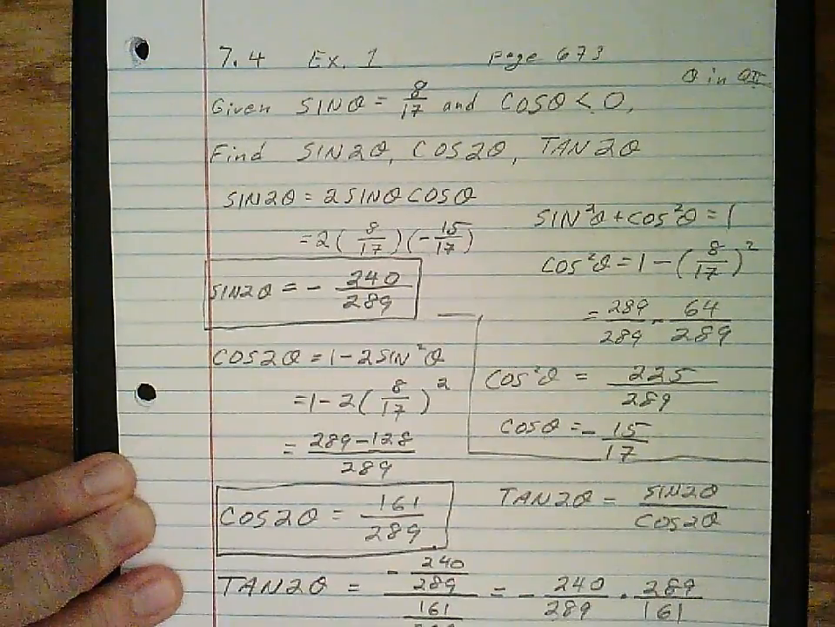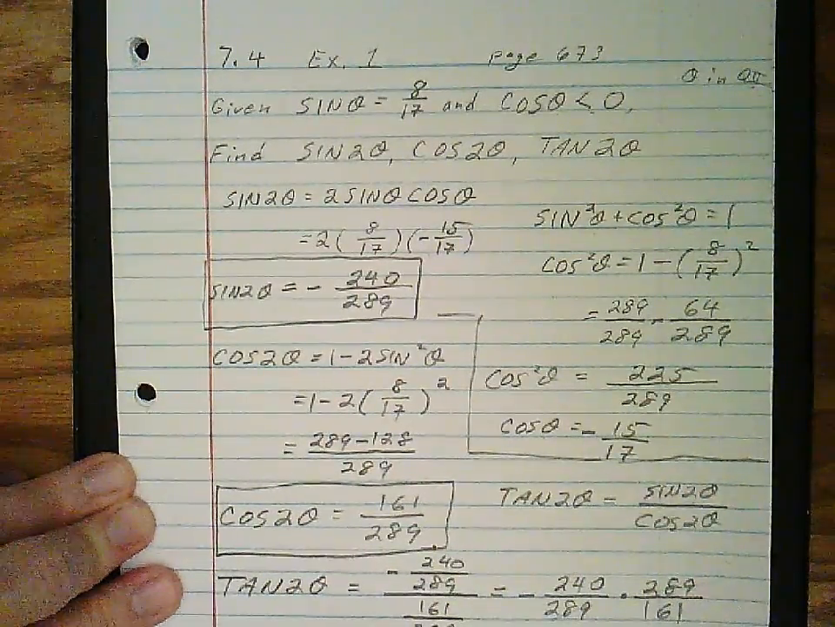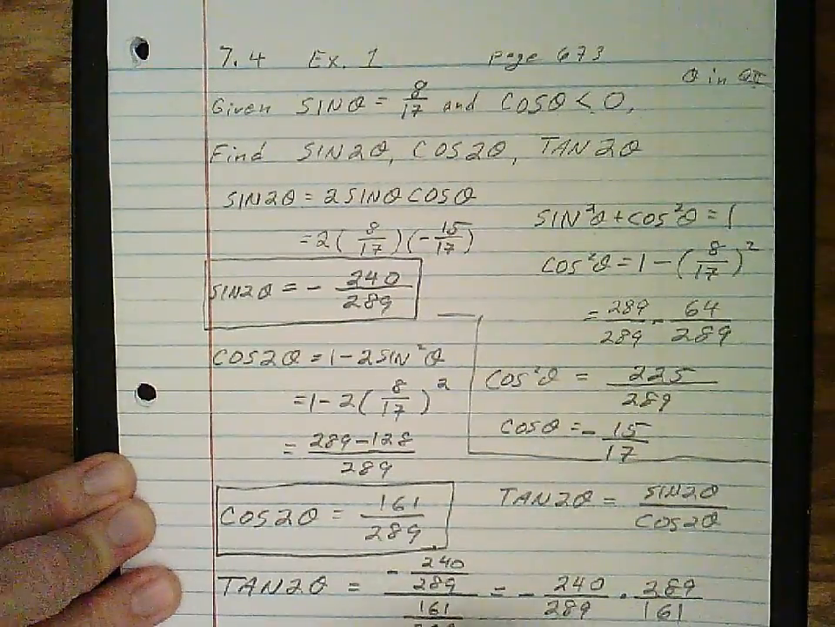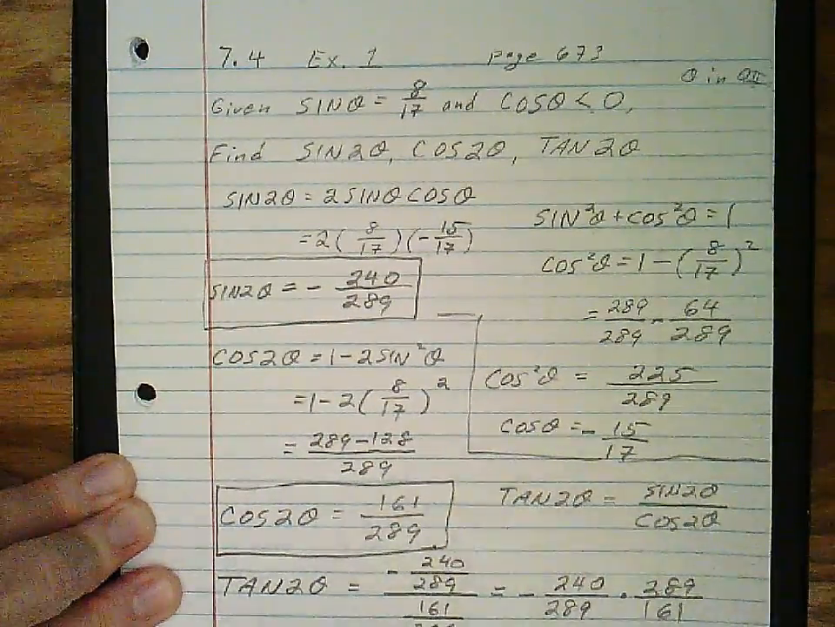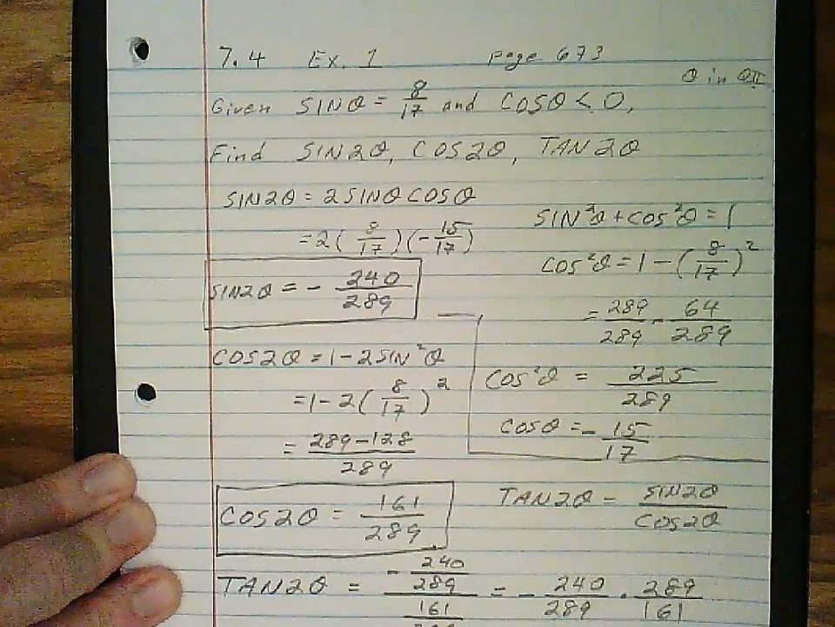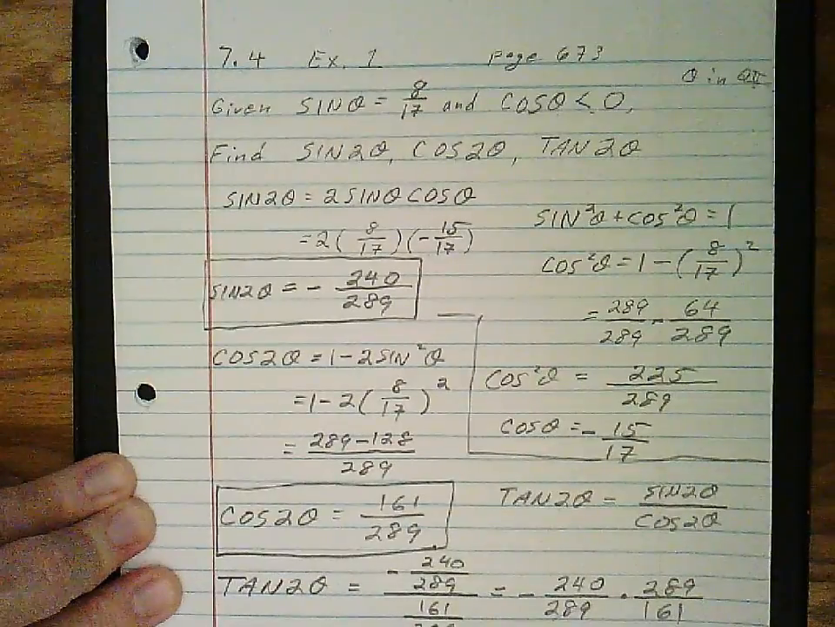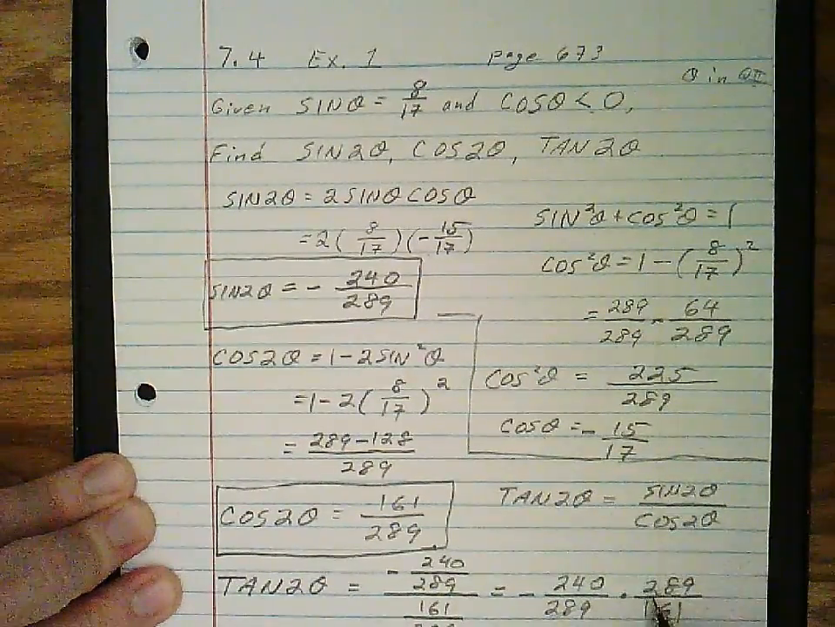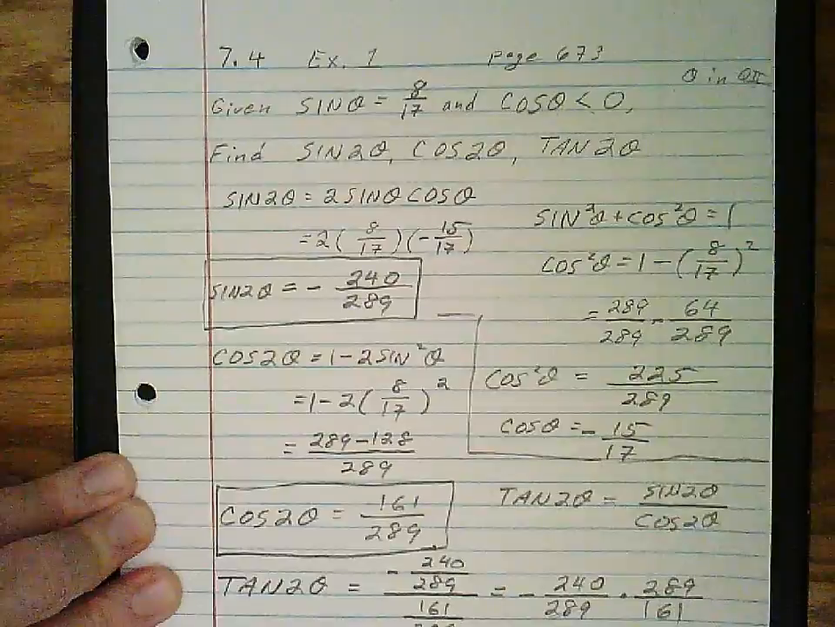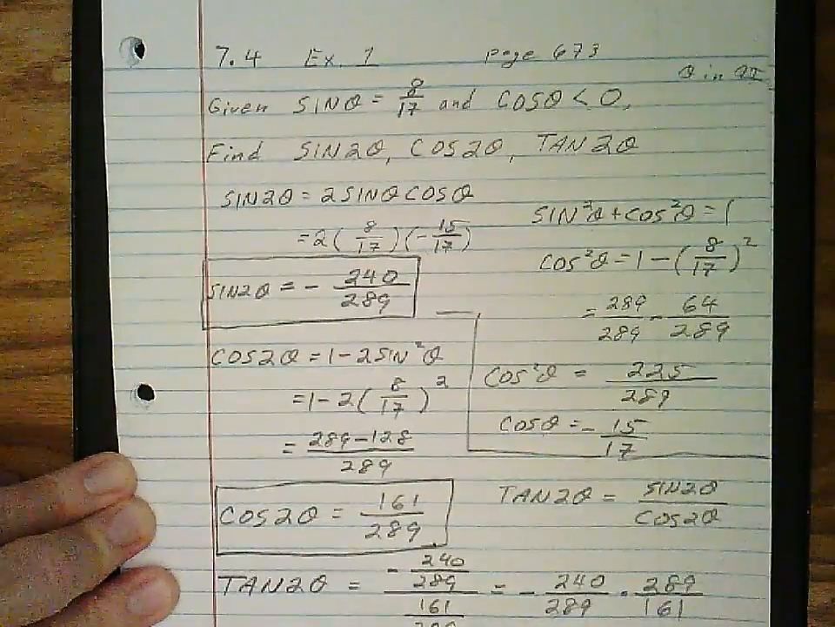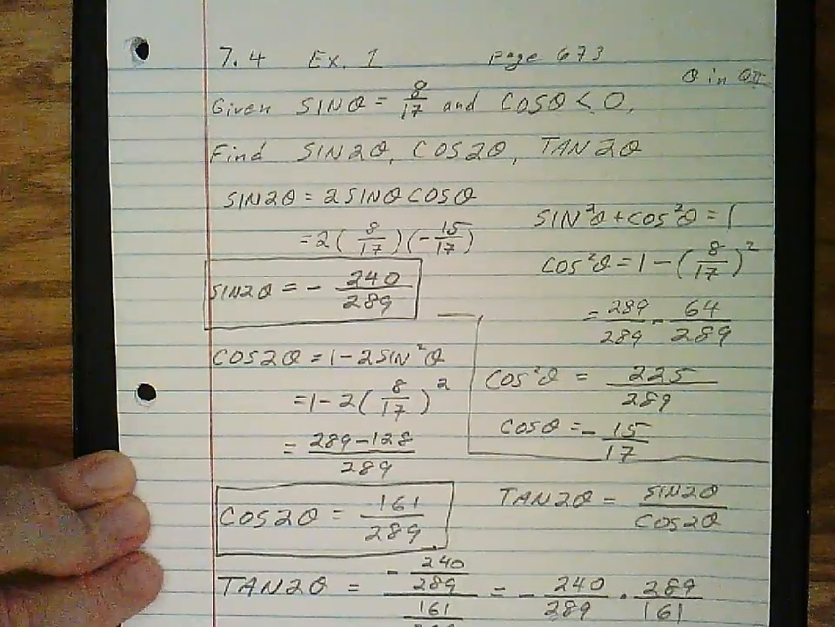So tangent 2 theta, leave a little room for the negative sign here. Tangent of 2 theta is going to equal negative 240. Right? Remember, we're dividing out these 289s over 161. That was a piece of cake. Easy as pie.